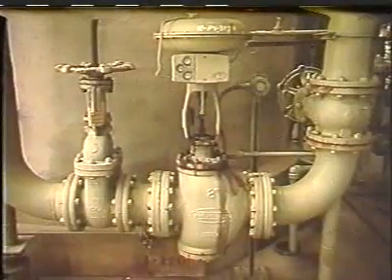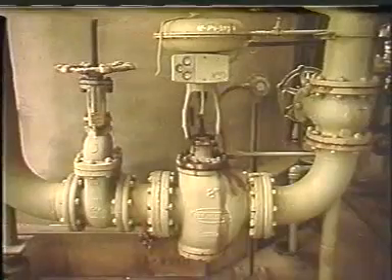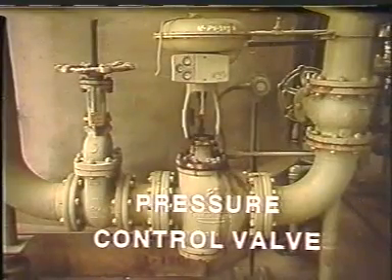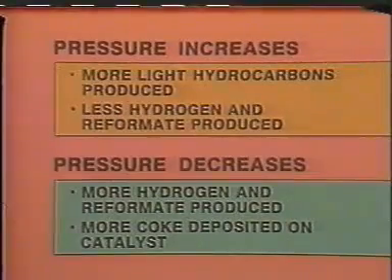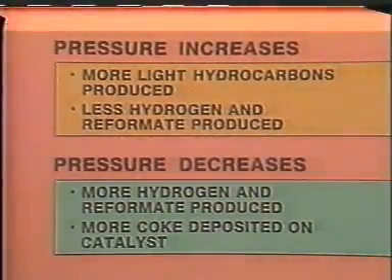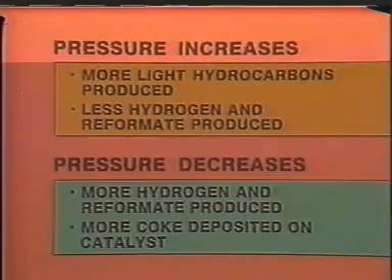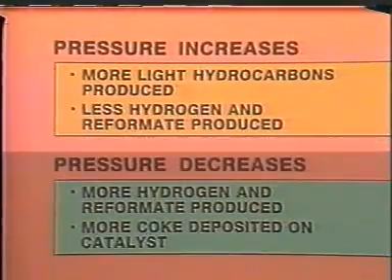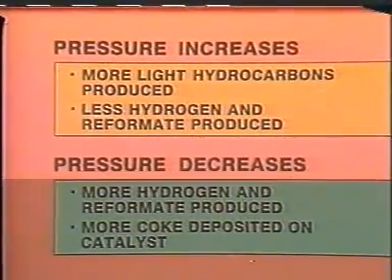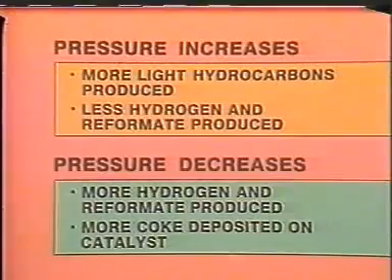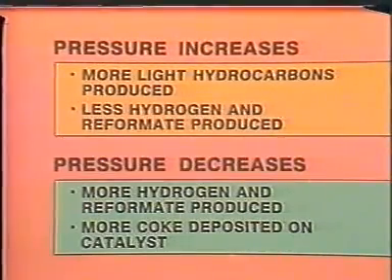The pressure in the reformer is another important operating variable. This pressure is controlled by regulating the amount of hydrogen that is allowed to leave the system. In most instances, pressure is maintained at a fairly constant value throughout the system. If the pressure increases, more light hydrocarbons are produced in return for less hydrogen and reformate. A pressure decrease results in greater hydrogen and reformate yields, but causes more coke to be deposited on the catalyst. The system pressure is generally not adjusted to change product yields or quality.